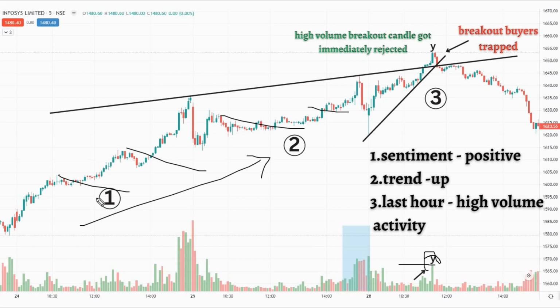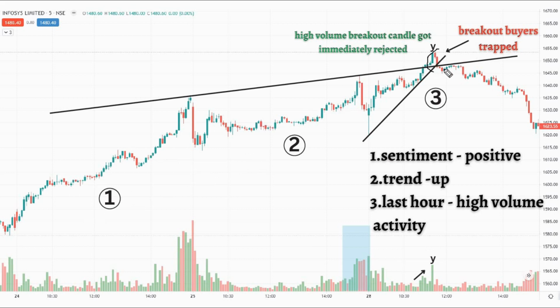Okay, now immediately prices got rejected from this level, trapping the breakout buyers here. So we will enter short here, stop loss here, and see the huge downside momentum after that.